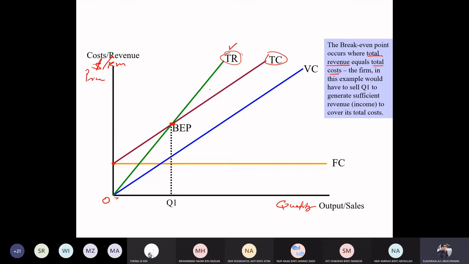Whatever we earn in this region we call profit, and whatever we achieve below the break-even point we call losses. I told you, right? So this is the profit, and this is your losses.